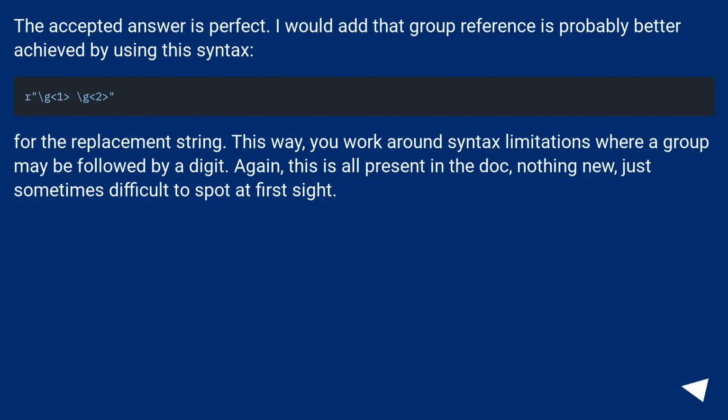The accepted answer is perfect. I would add that group reference is probably better achieved by using this syntax for the replacement string. This way, you work around syntax limitations where a group may be followed by a digit. Again, this is all present in the doc, nothing new, just sometimes difficult to spot at first sight.